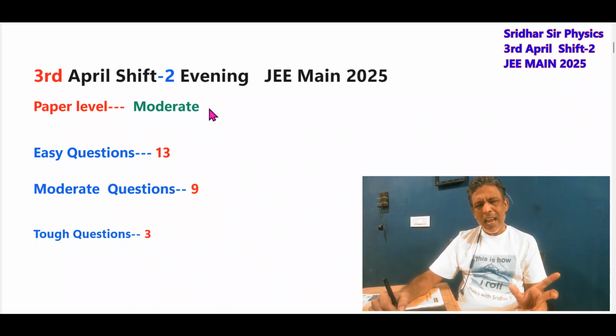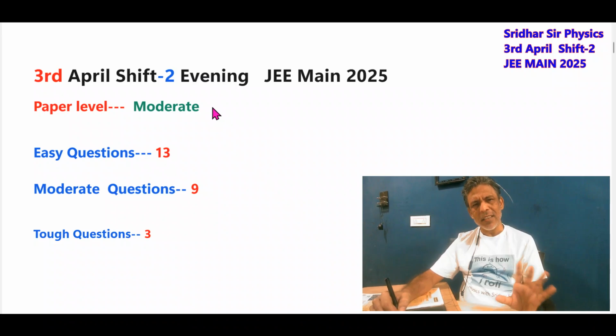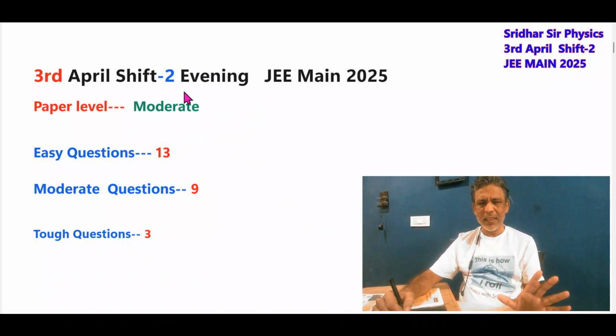You can finish the paper in around 55 minutes, with fewer calculations, not heavy calculation. So it is moderate and simple, formula based with the least calculations. That is the overall paper strategy.